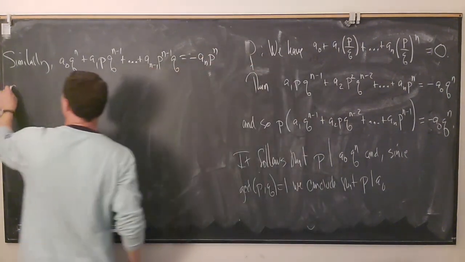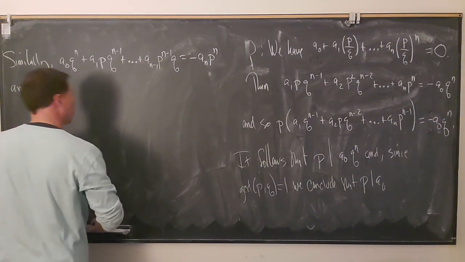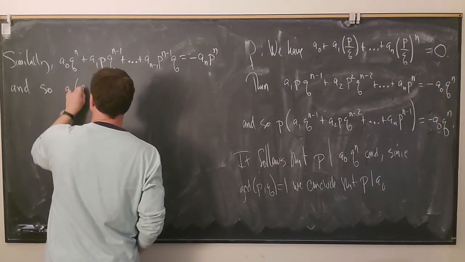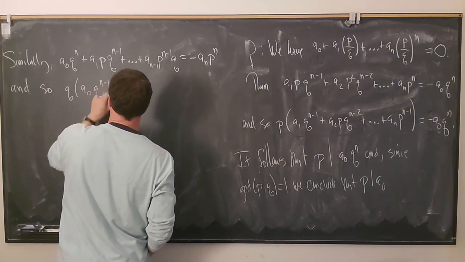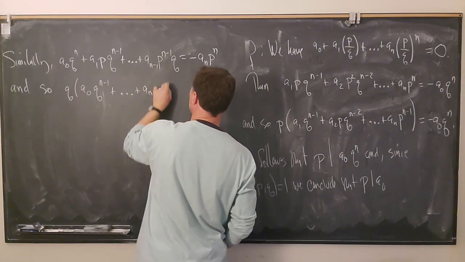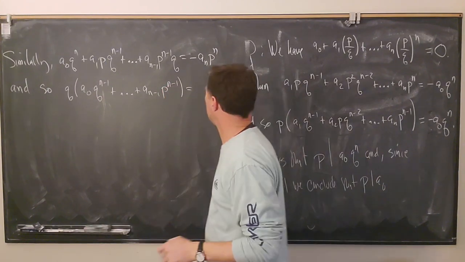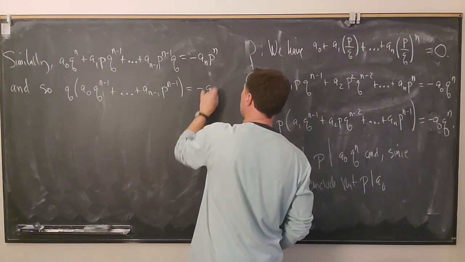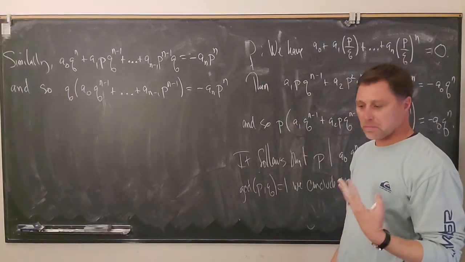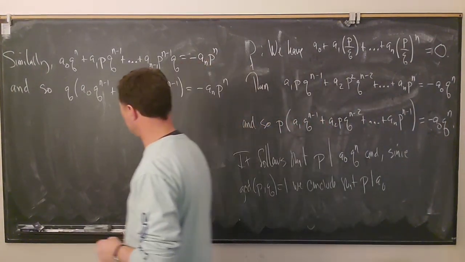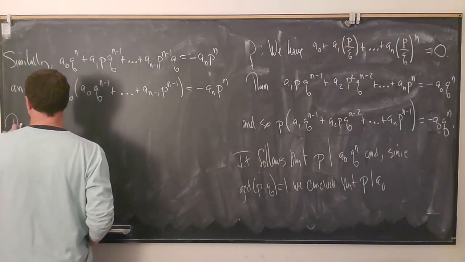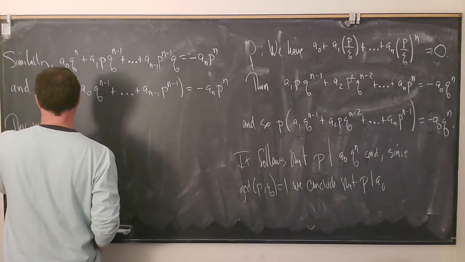And so now I can factor a q out of each piece on the left-hand side. So we get q times a0 q to the n minus 1 plus dot dot dot plus a sub n minus 1 p to the n minus 1 is equal to negative a n p to the n. All right, this is actually pretty straightforward. I'm actually enjoying this as we go. And so what does this tell us?